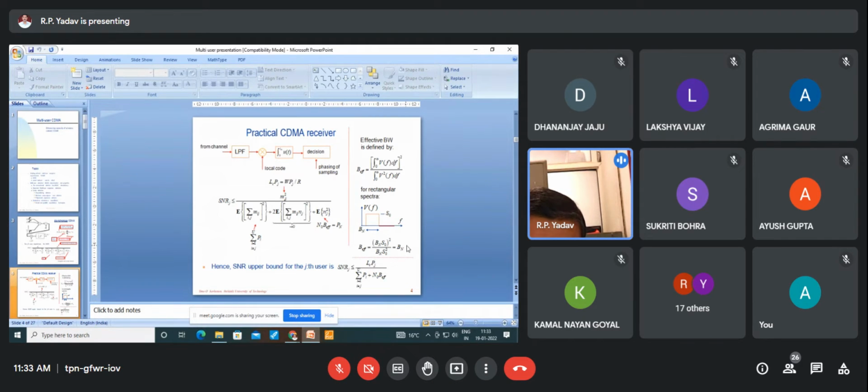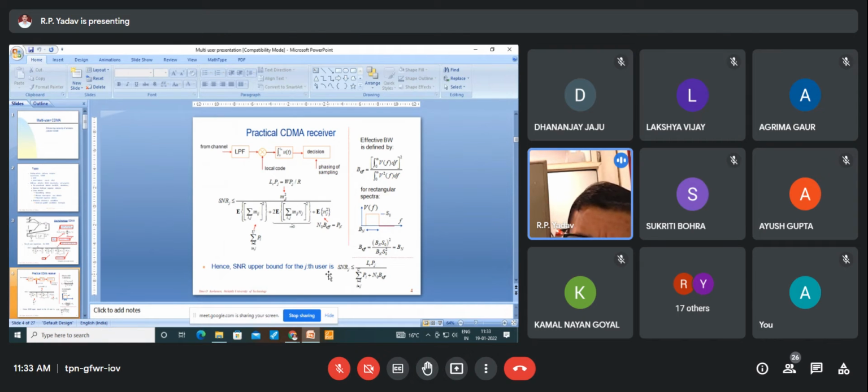Okay, understand? Maybe initially you are not very familiar, but it's straightforward. I'm trying to calculate my B effective, which I am defining as N0 B effective. What is the meaning of this B effective here? And what does it mean? It says SNR upper bound for the jth user.